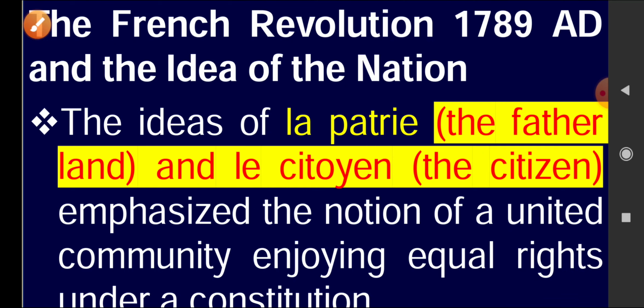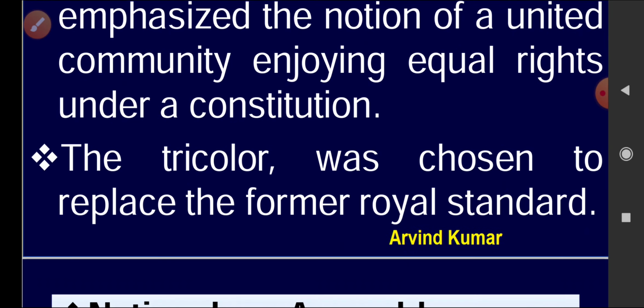I hope that you understood what this French Revolution gave to the people of France. Because of this revolution, for the first time, an equal rights feeling, citizens feeling, fatherland feeling, that people enjoyed. The tricolor was chosen to replace the former royal standard, and democracy was declared in France.